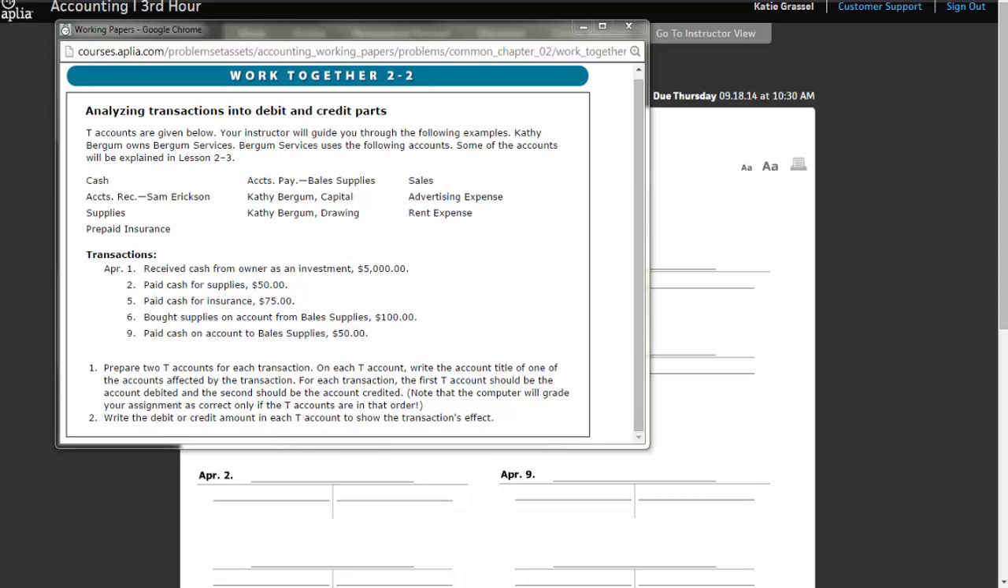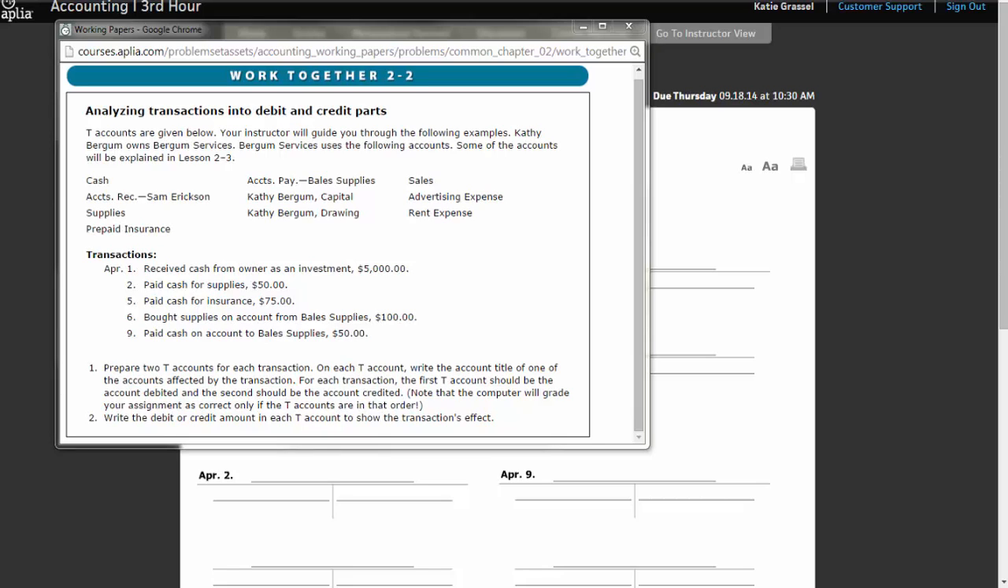Now, our directions here. Prepare 2 T-accounts for each transaction. On each T-account, write the account title of one of the accounts affected by the transaction. For each transaction, the first T-account should be the account debited, and the second should be the account credited. So if you have the right accounts, but you list the credit one first, it will be marked wrong. Please don't work ahead. Please let me teach you, give some information, and then you will have plenty of work time.